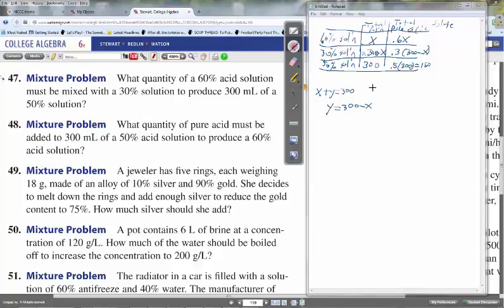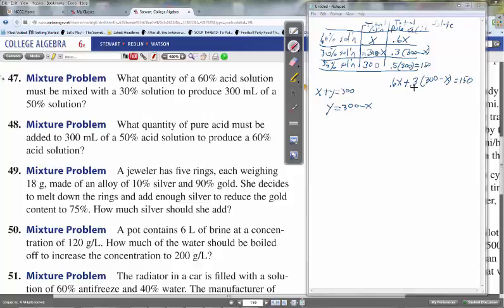If you dump so much sugar in from one ingredient and so much sugar in from another ingredient, your total sugar is going to be the sum of the sugars in the two ingredients. That's just how it's going to work, unless you have some chemical reactions which change the composition. But we aren't dealing with that. We are just mixing. So that means 0.6x plus 0.3 times 300 minus x equals 150. And that's an equation we can solve.